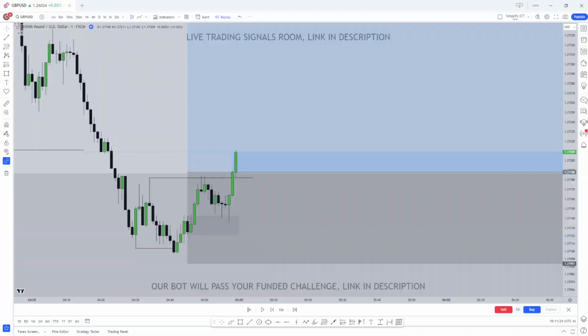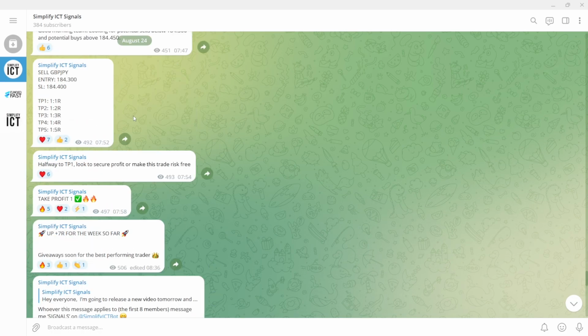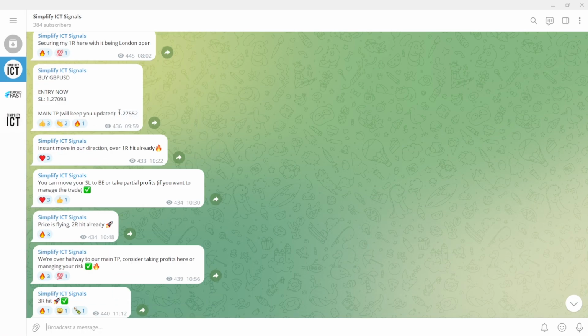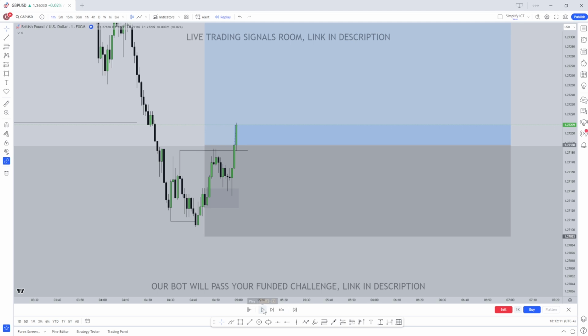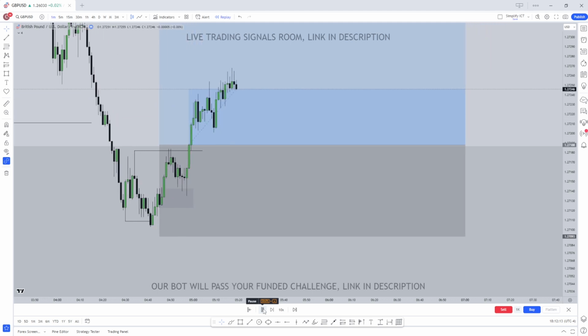And if I just show you the signals room and the exact time that I sent out that trade, as you can see at 9:59 exactly, I sent out the trade that said enter now, set the exact stop loss, set the exact take profit, and then as you can see, price flew away with no drawdown. As you can see, price instantly makes the move to the upside.